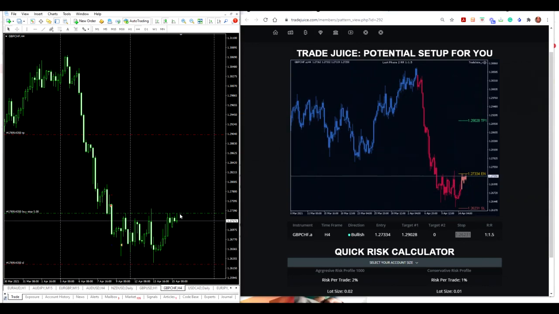Once it moves up and touches the entry point there, I'll be in the trade. The trade will be triggered. Stop loss is set here, and my take profit target up here. I'll be back to monitor this for you.